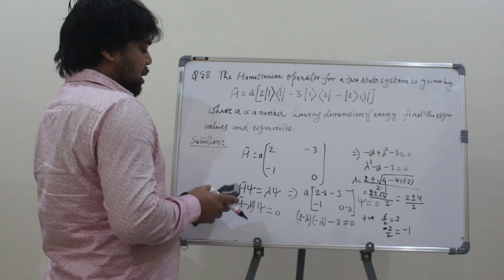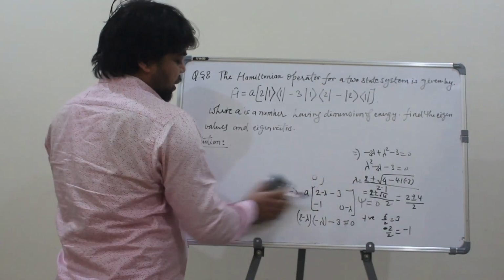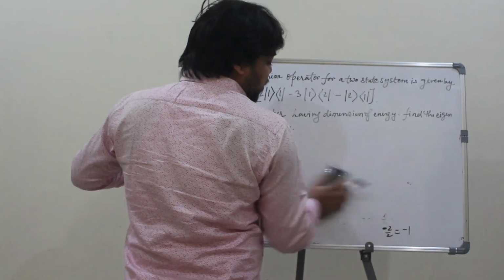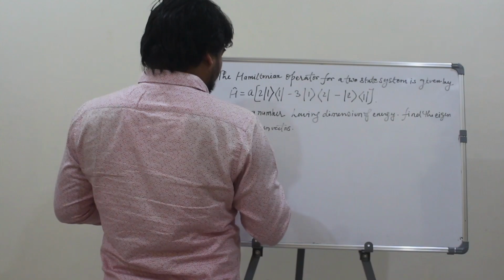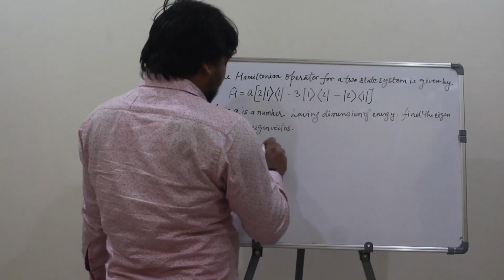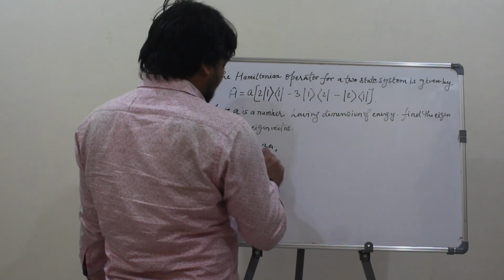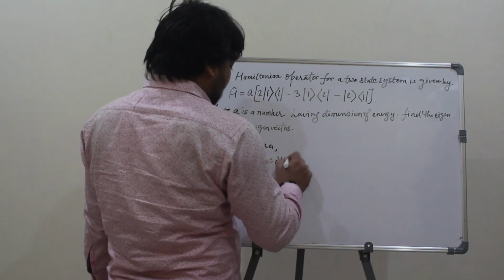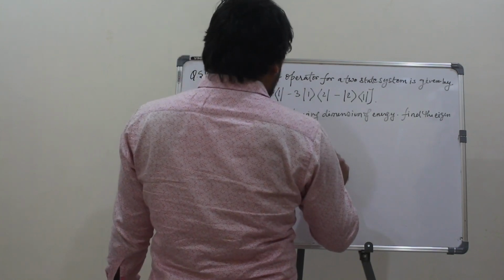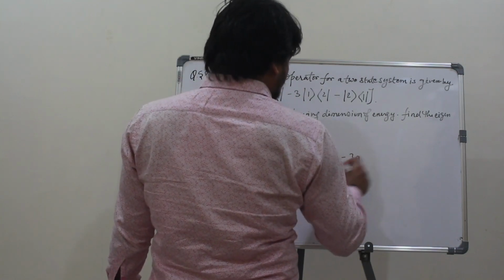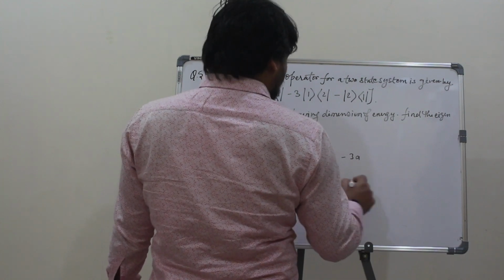Now let us go to their eigenvectors. So the eigenvector corresponding to 3a and minus a. Let us find it out for lambda equals 3a. H psi equals lambda psi. So it gives you 2a minus 3a, minus a and 0.